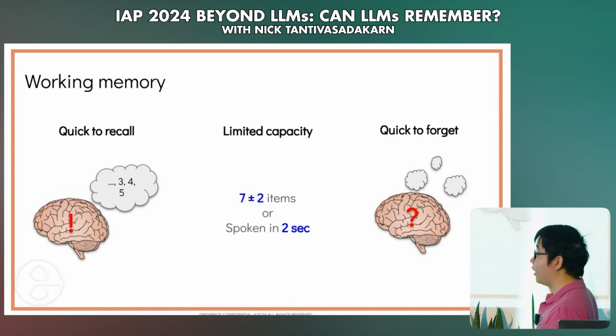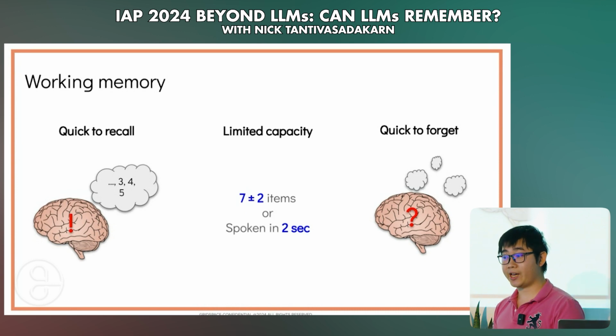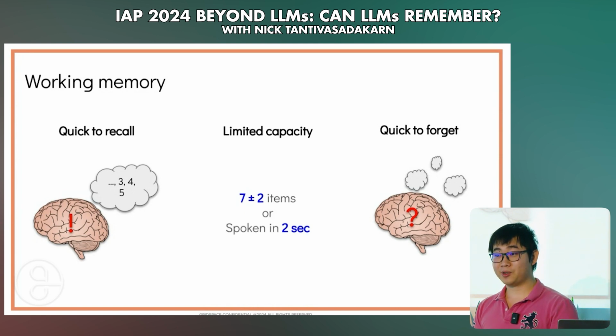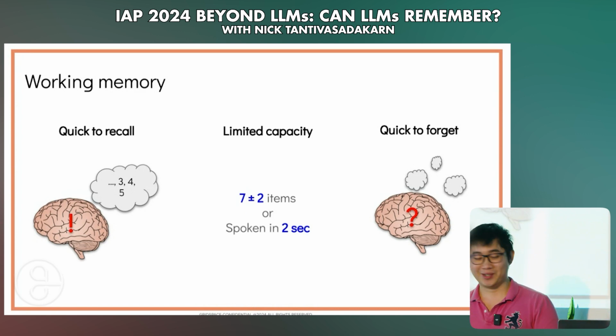And finally, working memory is quick to forget. How quick? Well, does anybody remember what the 4th number in the N-back game was? Well, neither do I. So let's just go on.